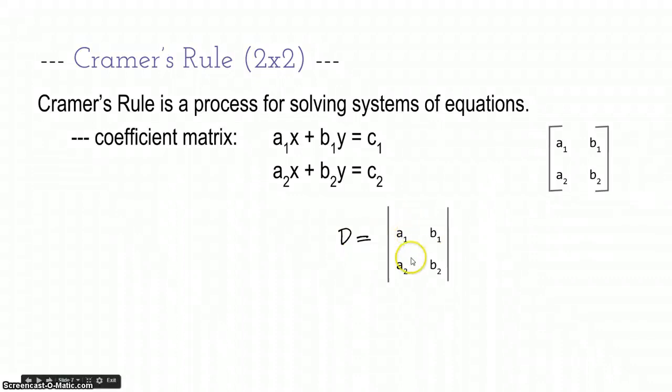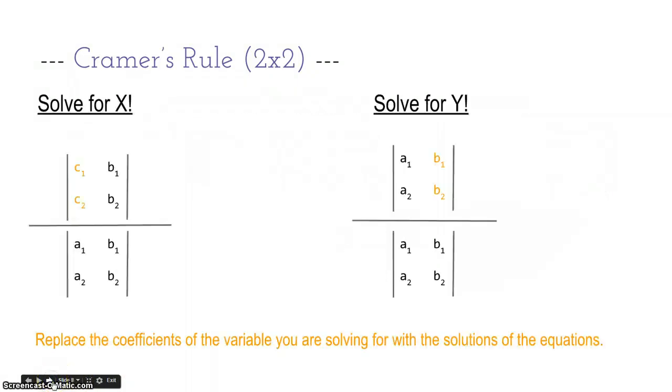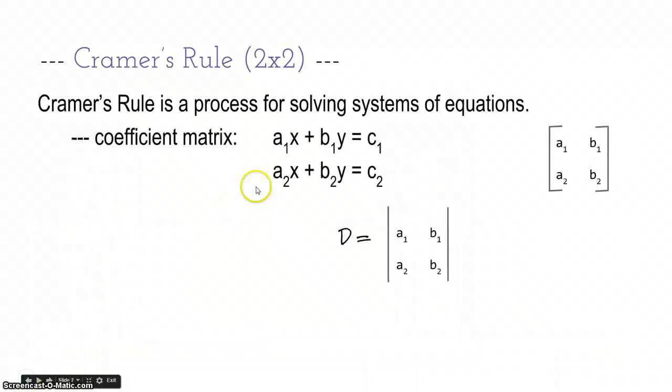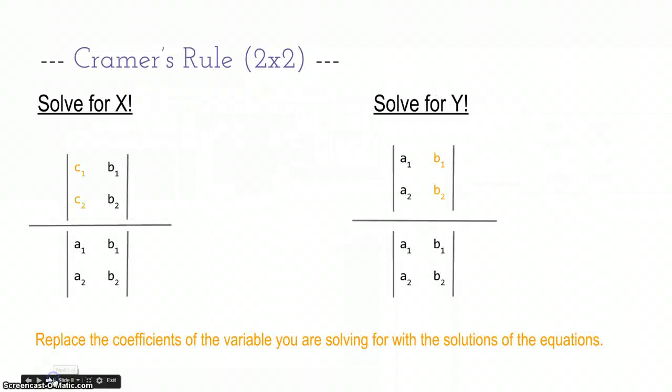So looking at this, A1, B1, A2, B2. R2, D2. No, just D. Okay? So here's what we do with it. We can solve for x and we can solve for y. And how we do it is we replace the coefficients of the variable we are solving for with the solutions of the equations. If you go back, these c's represented the constants that x and y were equal to. So looking at this, when we're solving for x in the numerator, we replace the x coefficients with those c's. The bottom is the determinant of the coefficient matrix.